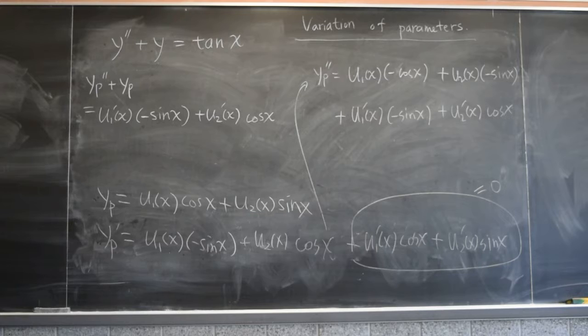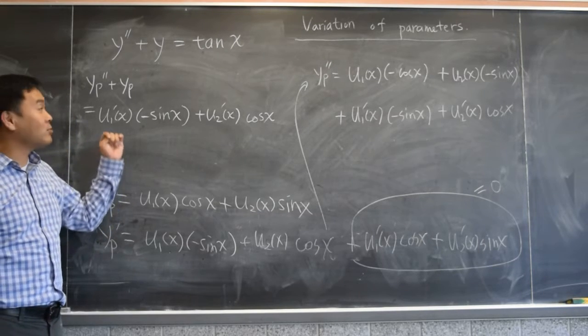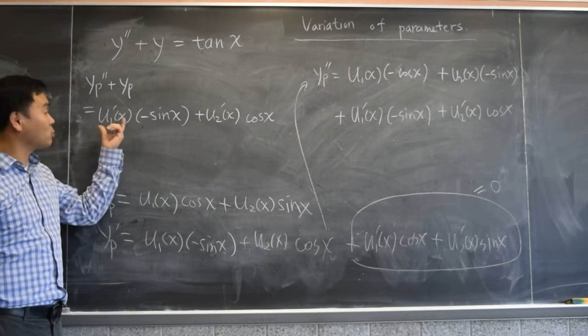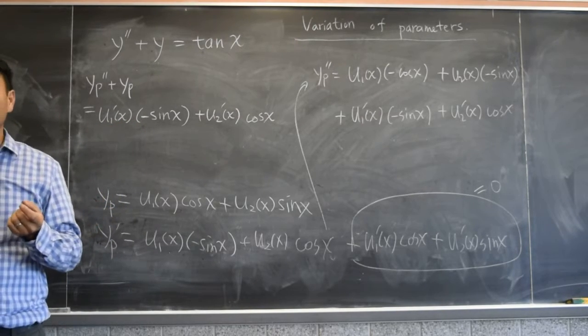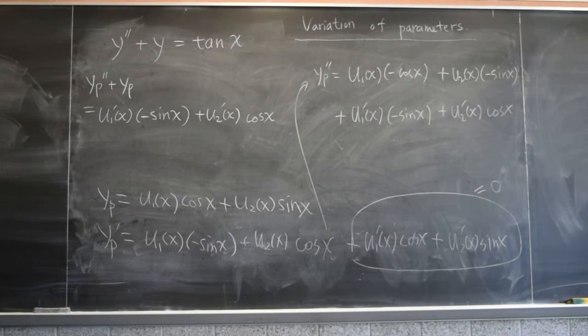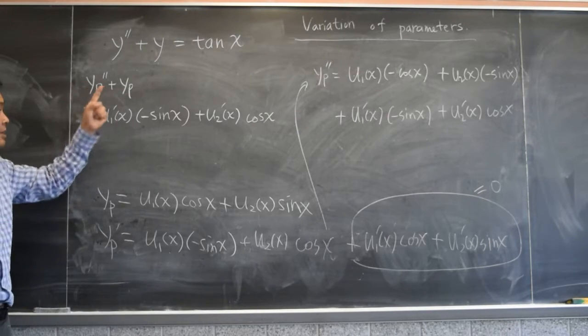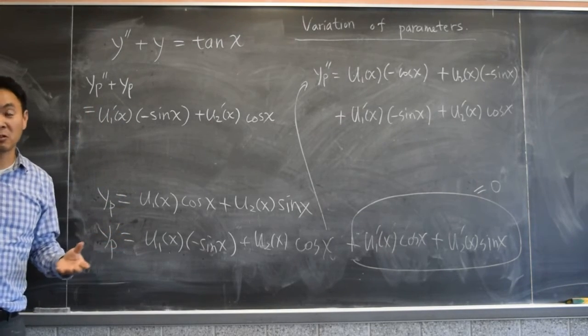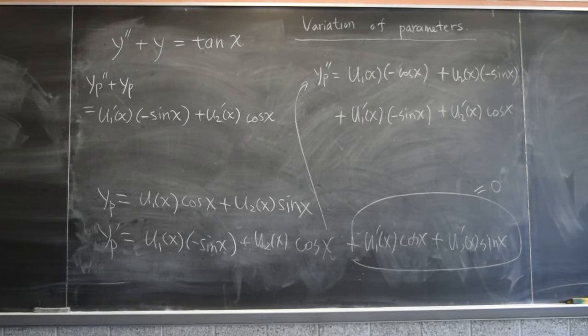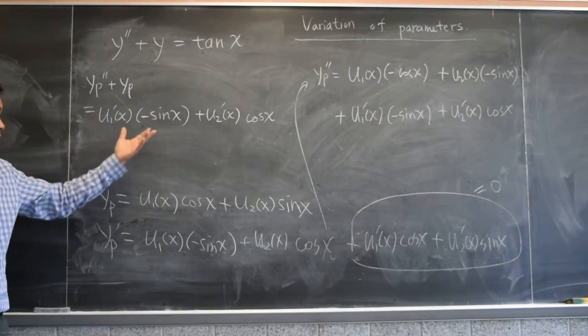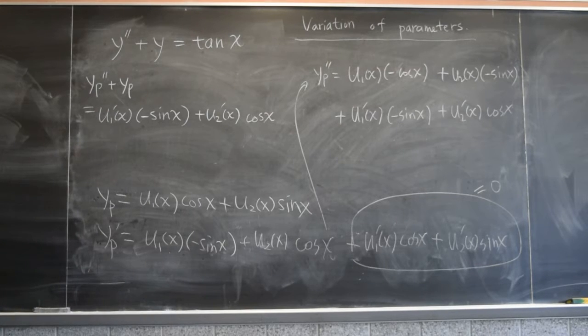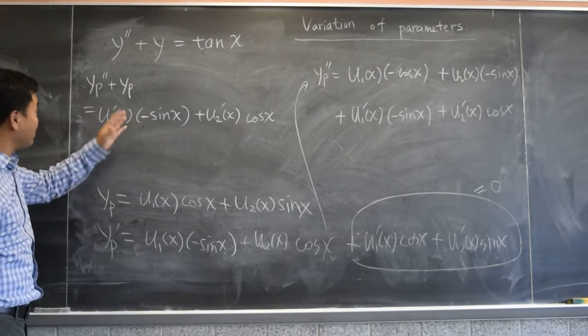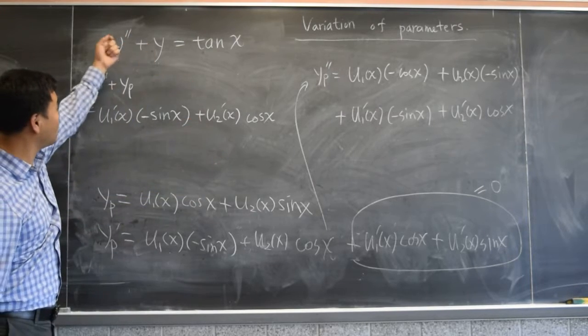As you can see, the only survivors after doing all the calculation are the ones with u primes, right? If that happens, that means you're on the right track. If for some reason you computed everything and you still had u1 x and u2 x without the primes, that means you made some mistake in your calculation. If you did it correctly, the survivors will always be only u1 prime and u2 prime. So that's what you get if you plug all these into the left side.